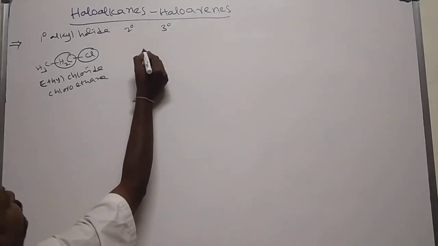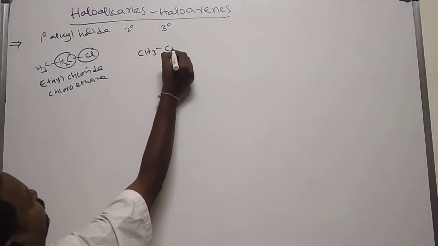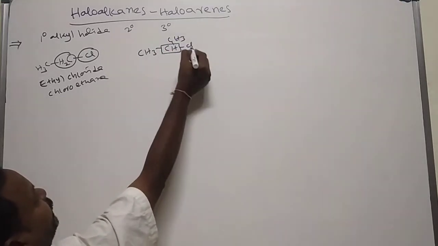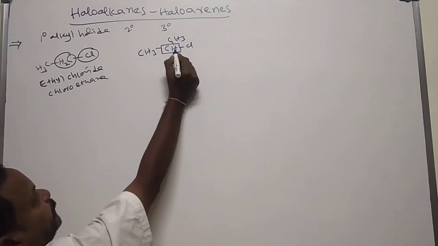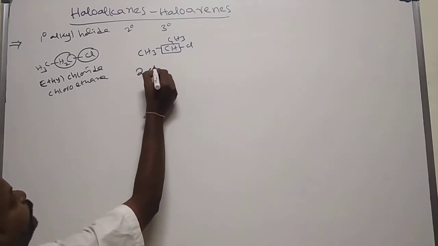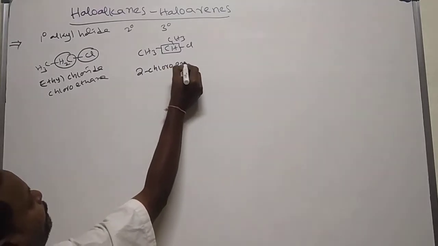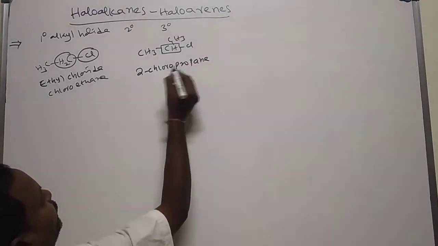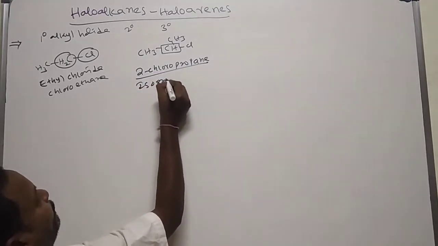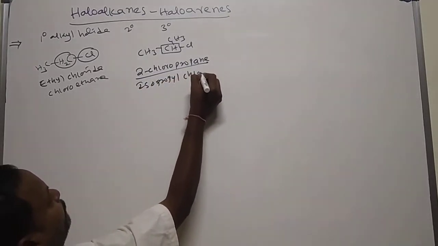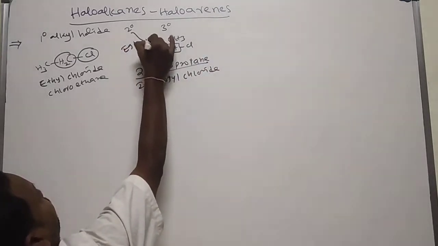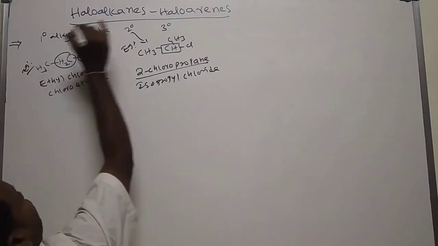Secondary alkyl halide means the halogen atom is attached to the secondary carbon. The example for this is 2-chloropropane, also called isopropyl chloride. This is the example for secondary alkyl halide, and the earlier one is the example for primary alkyl halide.